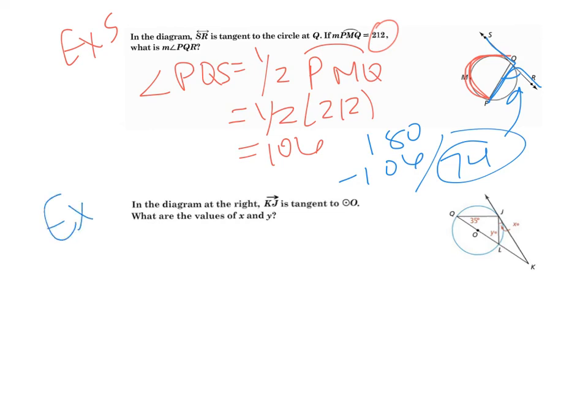Last example. In the diagram at the right, KJ is tangent to circle O. What are the values of X and Y? I would like for you guys to work on this one on your own. I would like for you to bring the answer to class on Friday, or whenever we go over this with you in class. So please bring the answer to this one. I'll check it for you. Bring all of your notes with it too, so you can use them.